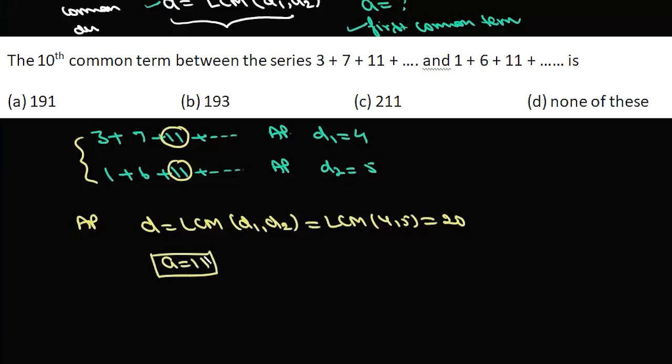So we have first common term, and we also have its common difference. We need 10th common term. So the 10th common term between the two series will be 10th term of this AP, which is A plus n minus 1 into D. So this is 180 plus 11, and that will be 191, and that's your option A.